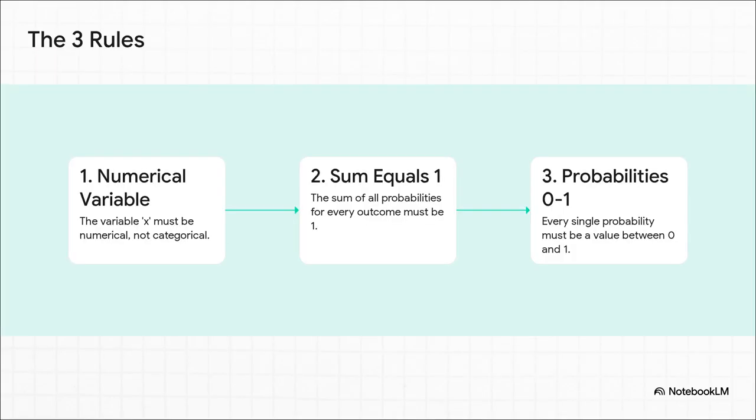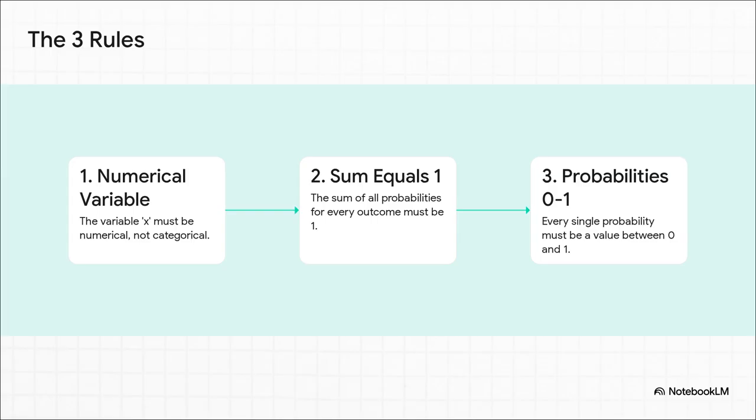Now, for this map to be the real deal, it has to follow three simple but super important rules. Rule 1, you have to be using a numerical random variable X, no categories like red or blue. Rule 2, if you add up the probabilities of every single possible outcome, they have to equal exactly 1. And Rule 3, each individual probability has to be somewhere between 0 and 1.